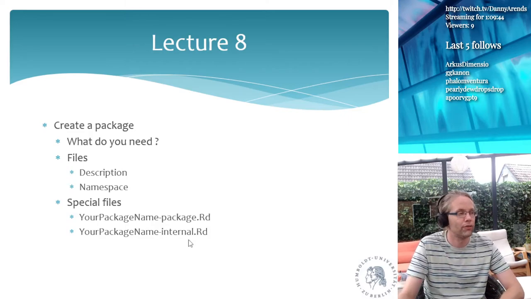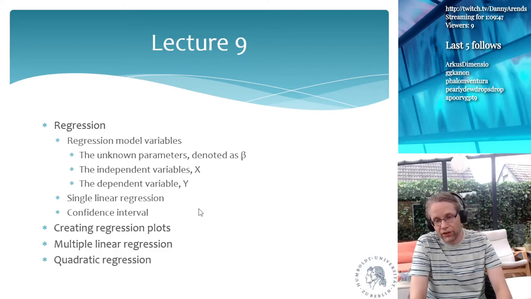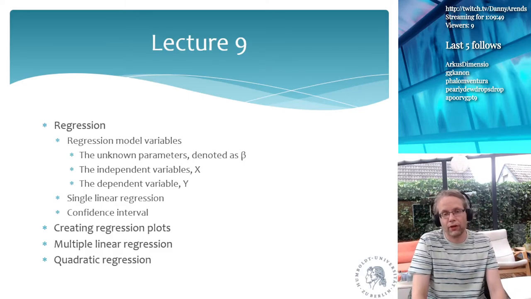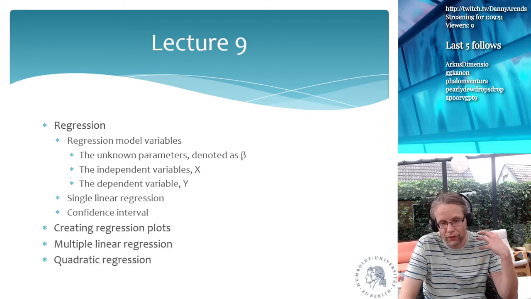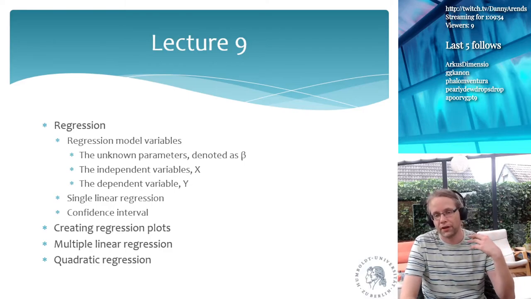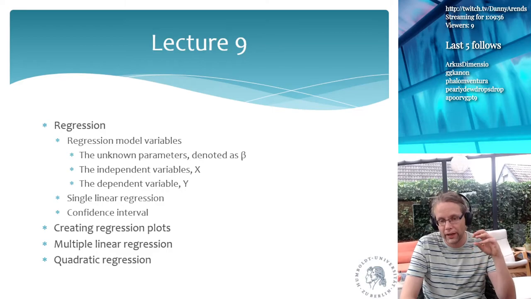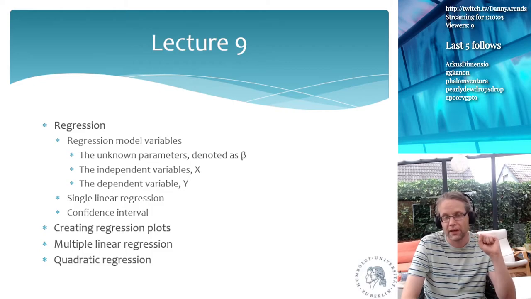because the user should just use the provided functions. In lecture 9, we talked about regression. We've been talking a lot about regression, but have we talked about what is a regression model? What are the different variables in this model? So what regression is, is getting an estimate for these unknown parameters, also known as beta. These betas belong to the independent variables, right? So if I have 5 independent variables, x1 to x5, then I will be estimating 5 different betas as well.